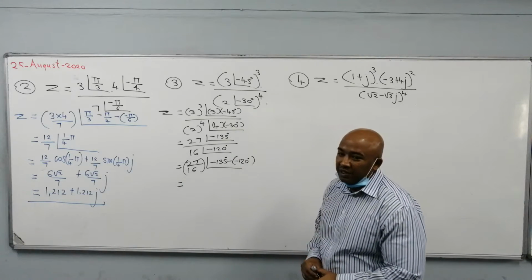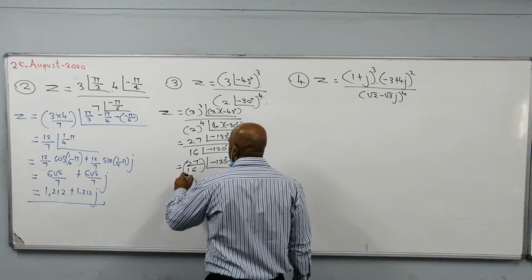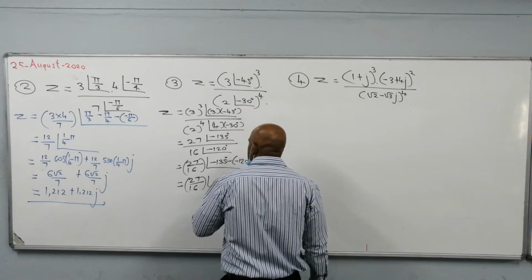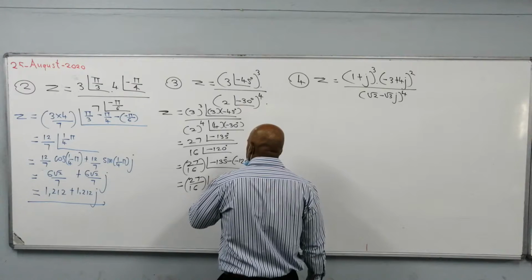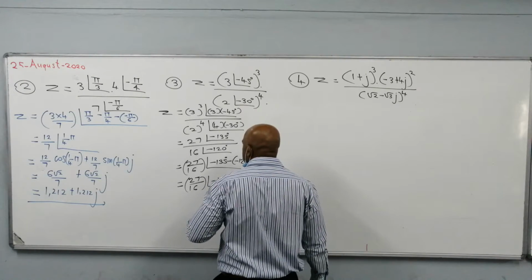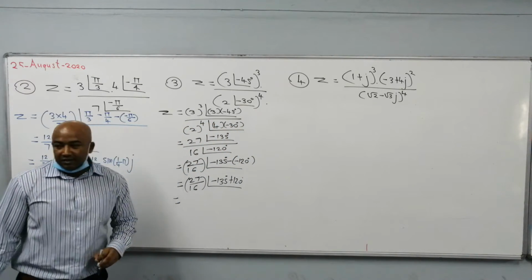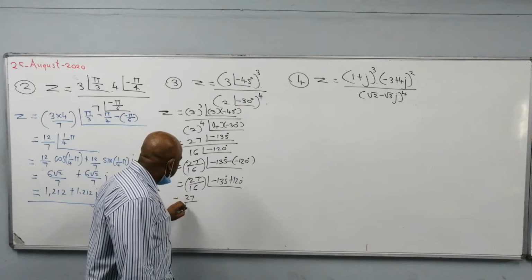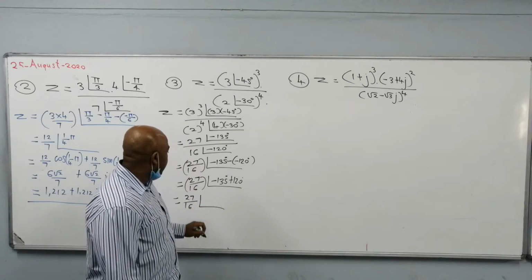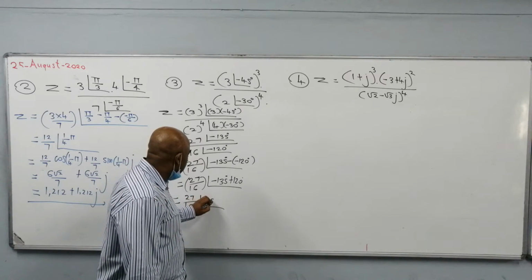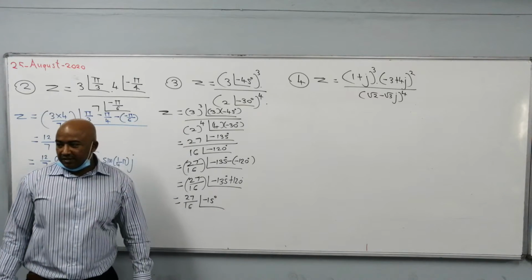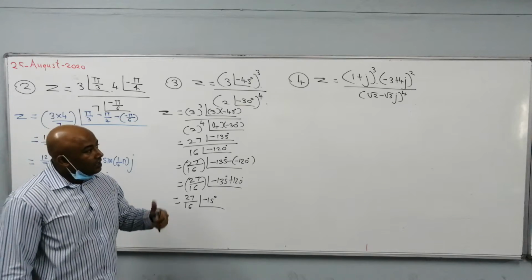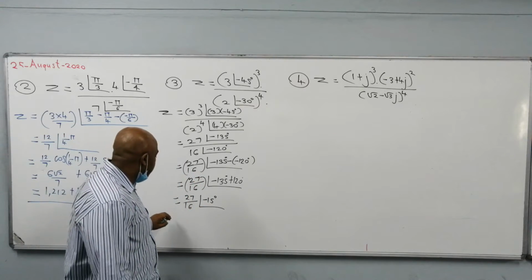And then we can simplify. So we got our 27 over 16 there. And that's going to be minus 135 plus 120 degrees. So that will be 27 over 16, and that's going to be minus 15 degrees. Now, this is simplified in polar form. I gave you an additional instruction, so let's convert this.